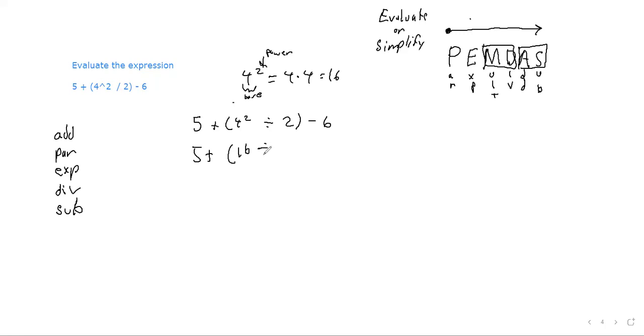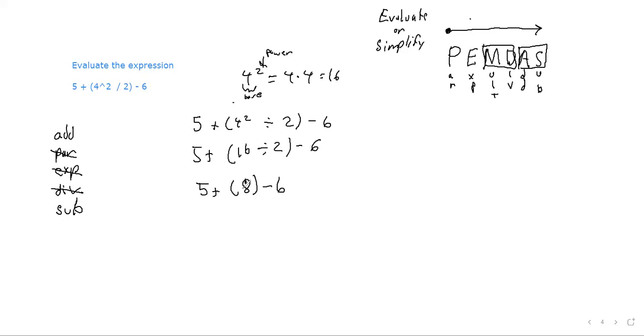Now we have to divide by 2. I'm going to do one step at a time. So we took care of the exponent inside the brackets. Now we have to take care of the division inside the brackets. So I'm going to say 16 divided by 2, and that's going to give us 8. Then we had the minus 6 here. So we took care of the parenthesis, the exponents, and the division, and now we're down to addition and subtraction.